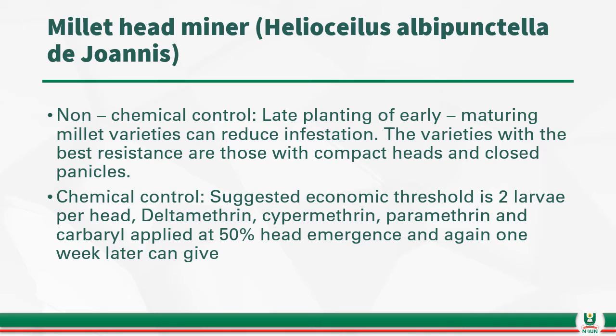How can it be controlled? The non-chemical method of control is late planting of early maturing millet varieties. So what you do is that you plant late. You plant it very late, and what you plant is the early maturing millet variety. So you want a millet variety that matures early, to reduce this infestation.